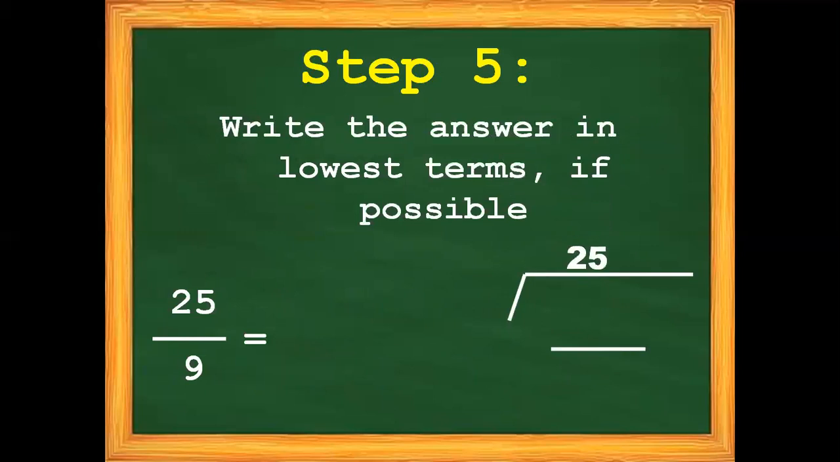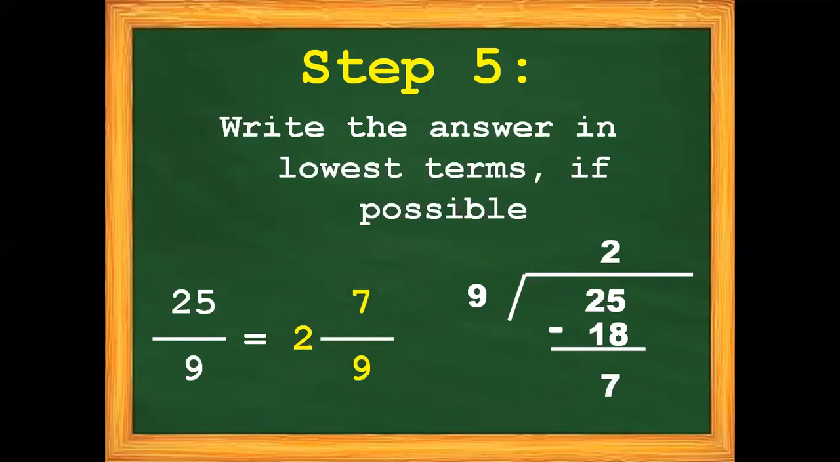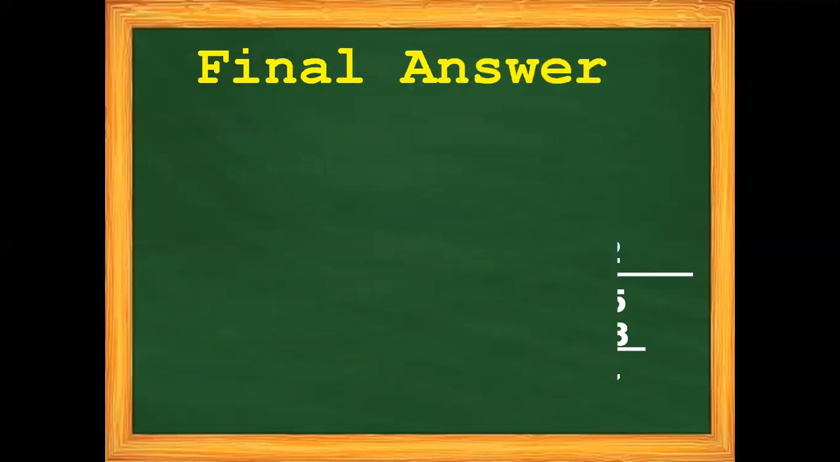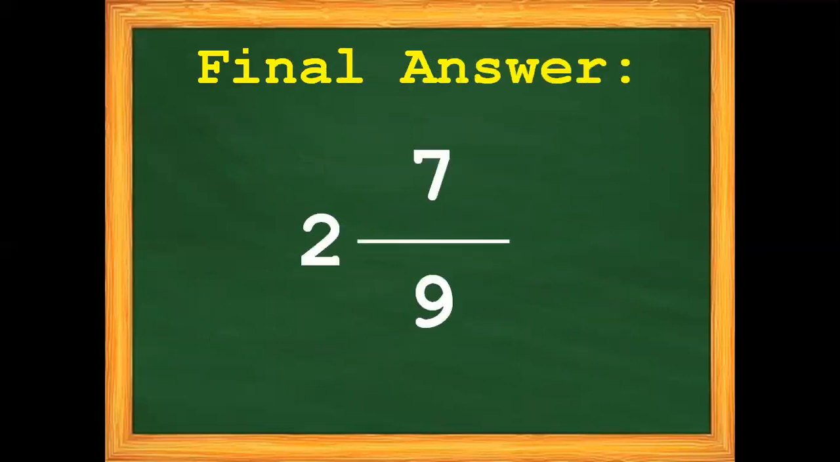So 25 divided by 9, the answer is 2. And 2 times 9, the answer is 18. 25 minus 18, the answer is 7. So the answer is 2 and 7/9. Our final answer is 2 and 7/9.